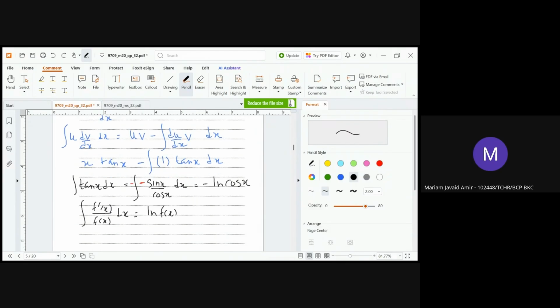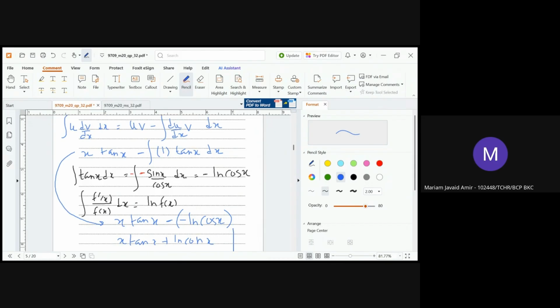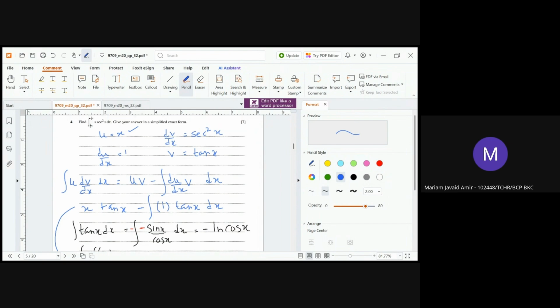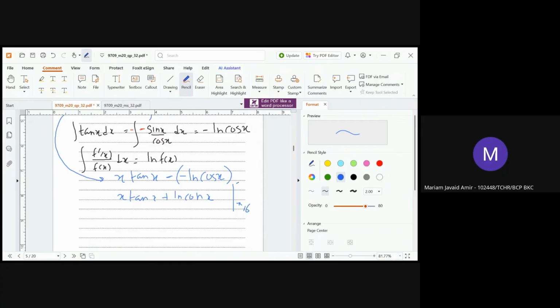So I'm going to rewrite this as x tan x, then a negative sign, then another negative sign, minus ln cos x, which becomes x tan x plus ln cos x. Integration is done. Now we substitute the limits, which were pi by 6 and pi by 3. You need to show the substitution.